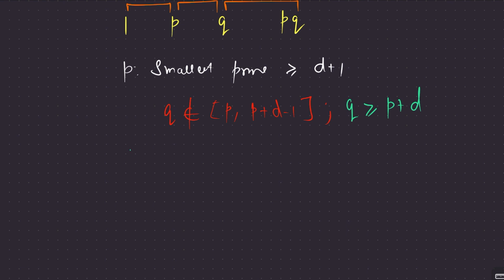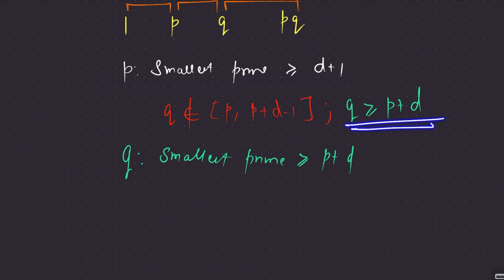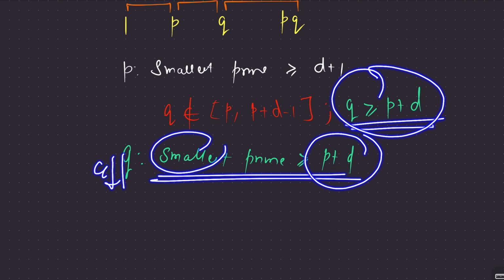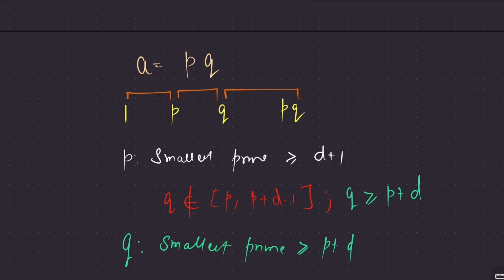So my argument to you is, and you also know that q is prime, so q can be the smallest prime greater than or equal to p plus d. Simple, right? So p is the smallest prime greater than or equal to d plus 1, and q is greater than or equal to p plus d and q has to be prime. So find the smallest prime greater than or equal to p plus d. This is going to ensure that a is as small as possible. Now all that remains is to check whether the difference between two factors is at least d or not. So let's just do it.